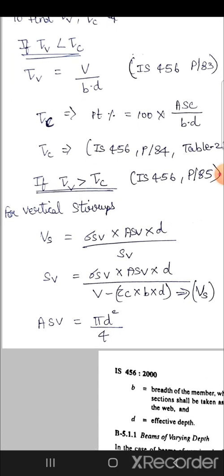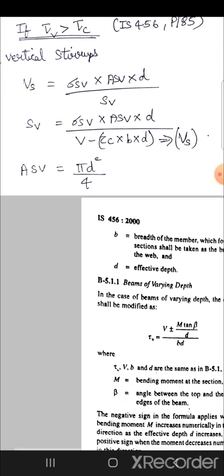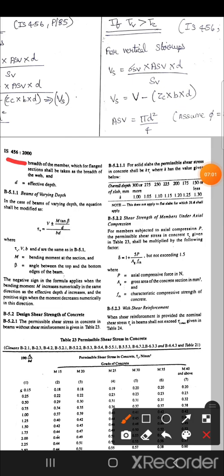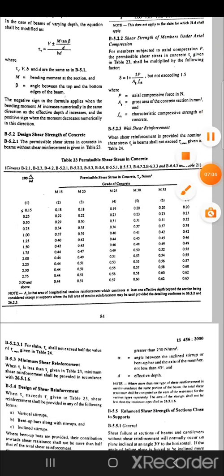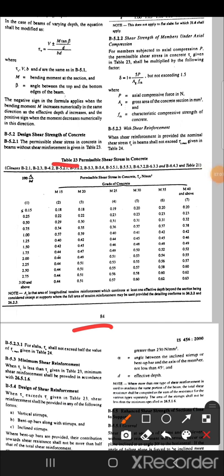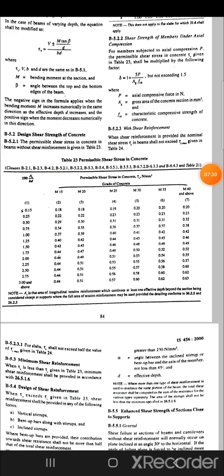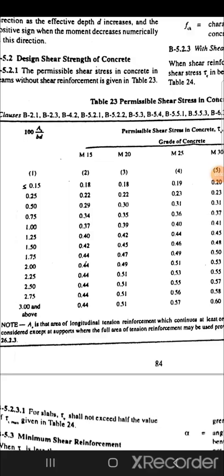If tau v is greater than tau c, here percentage value is taken in IS 456 page number 84 table 23 referring to the formula percentage 100 into AST by BD, with the help of concrete given in the question. We take, referring to this table, tau c value.